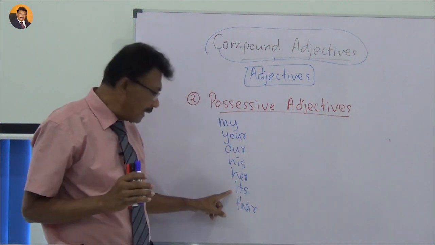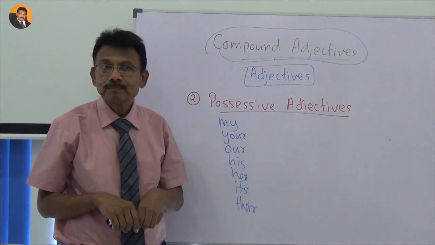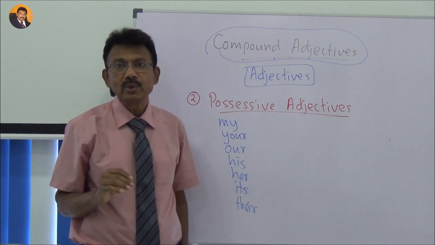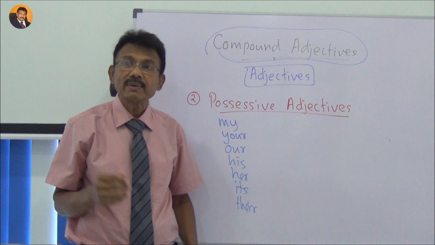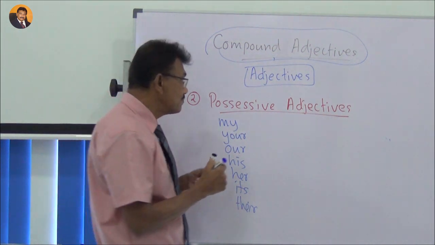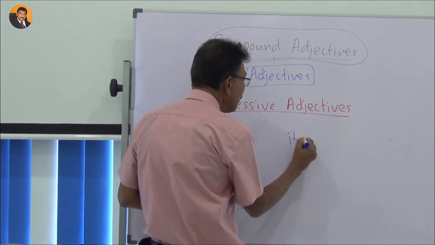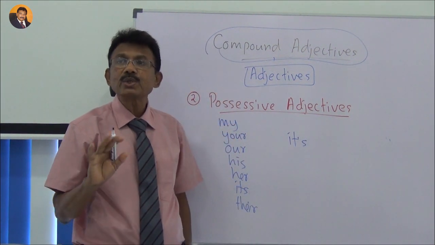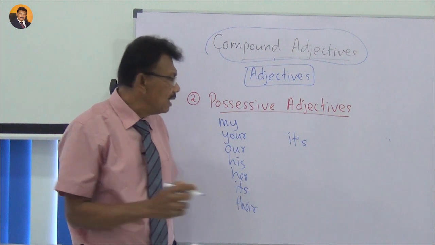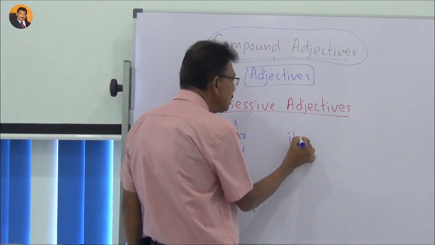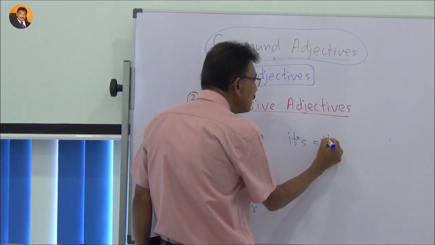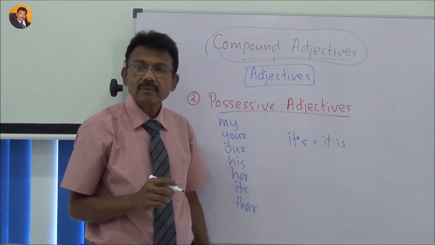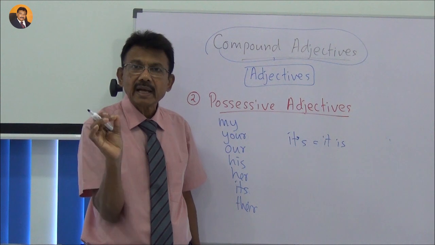So now "its" has a problem. I have noticed that many students, even advanced level students, write it this way: "it's". This is wrong, because this "it's" means "it is". This is a contracted form. "It is" is contracted to "it's".